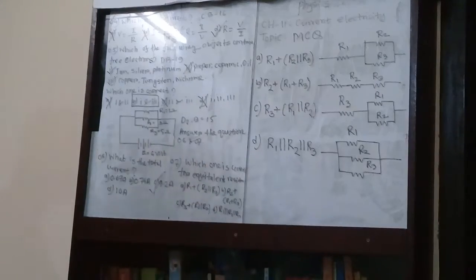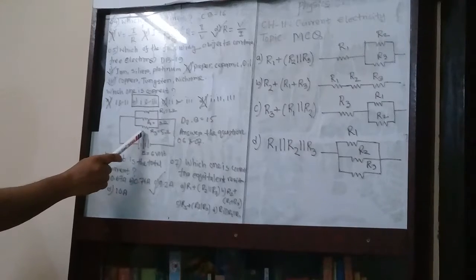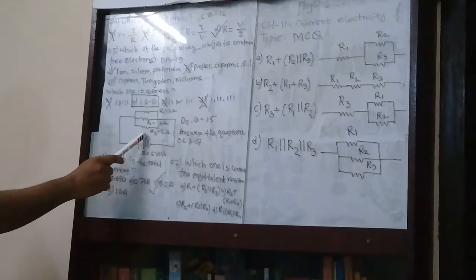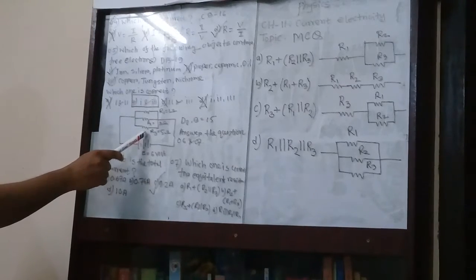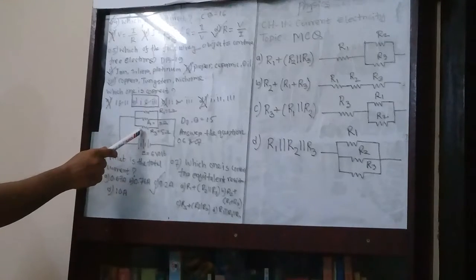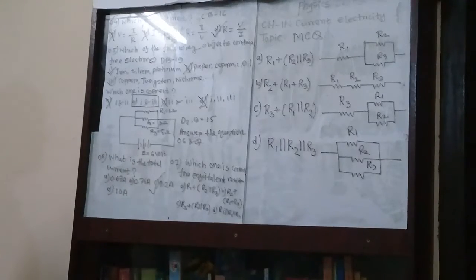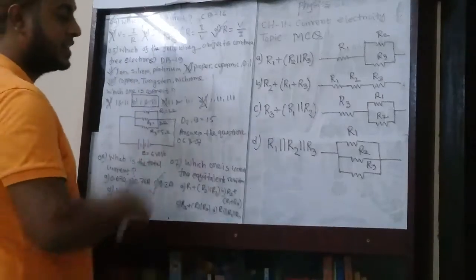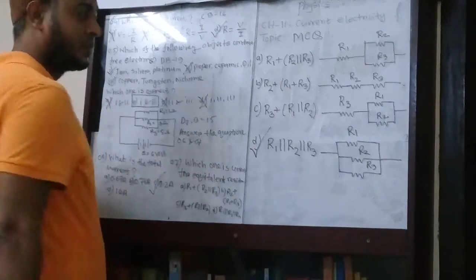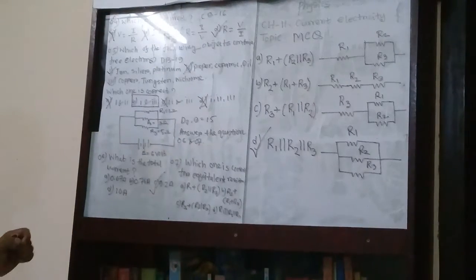Look at the stem. Your stem indicates that R1, R2, R3 are connected in which connection? Parallel connection. Since they are connected in parallel connection, the most correct option is option number D. So for question number 7, the correct answer is option number D.